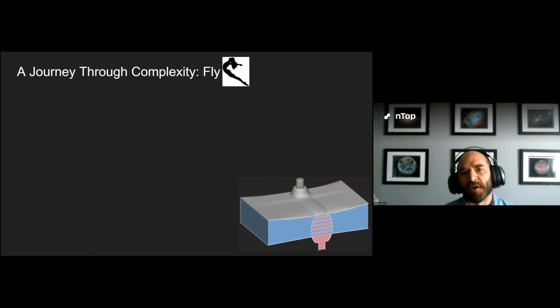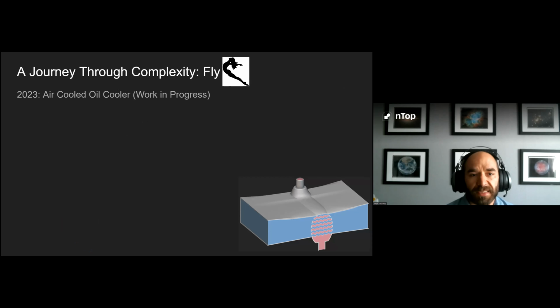Our next jump is we're going to start to fly. This is a work in progress for us. It's an air-cooled oil cooler. A lot of our previous designs, at least publicly, have all been liquid-to-liquid heat exchangers, and the primary reason has been the minimum feature requirement for additive manufacturing. We just can't get as thin, in some cases, as traditionally manufactured heat exchangers. As that changes, we can start to implement different fluid types through these types of structures.